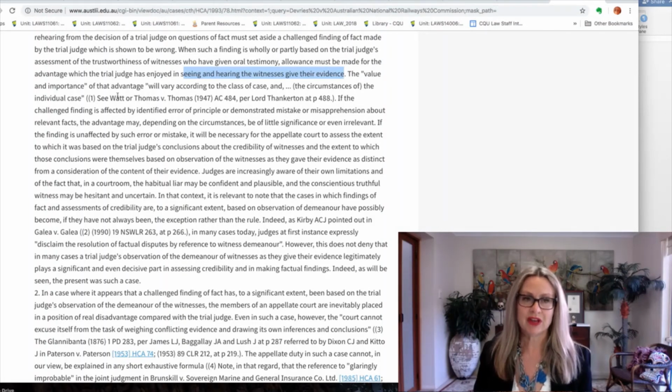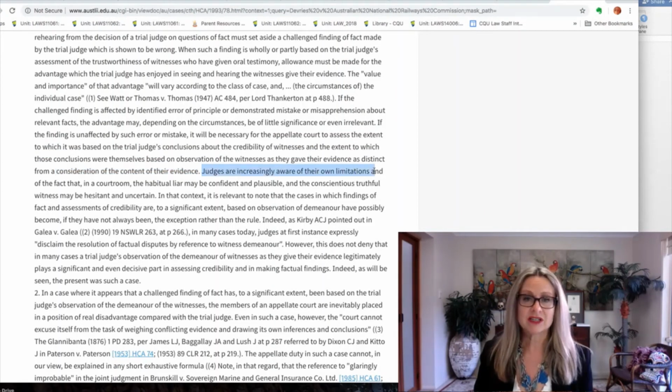The value and importance of that advantage may vary. Now, if the finding is affected by error of principle or demonstrated mistake or misapprehension about facts, the advantage might be fairly minimal. However, if it's unaffected by those kinds of serious error, then it's going to be necessary for the appellate court to assess the extent to which it was based on the trial judge's conclusions about credibility of witnesses and the extent to which those conclusions were themselves based on observations of witnesses as they gave their evidence, as distinct from a consideration just of the evidence itself by the judge.